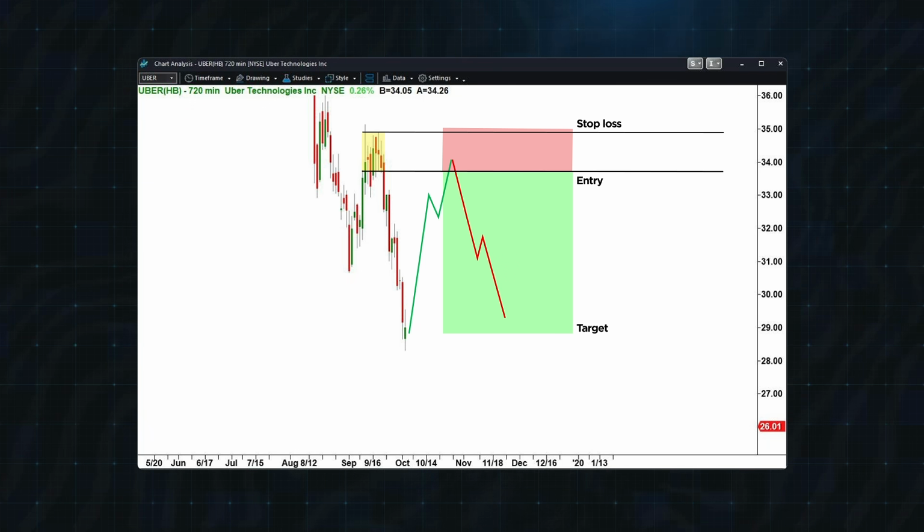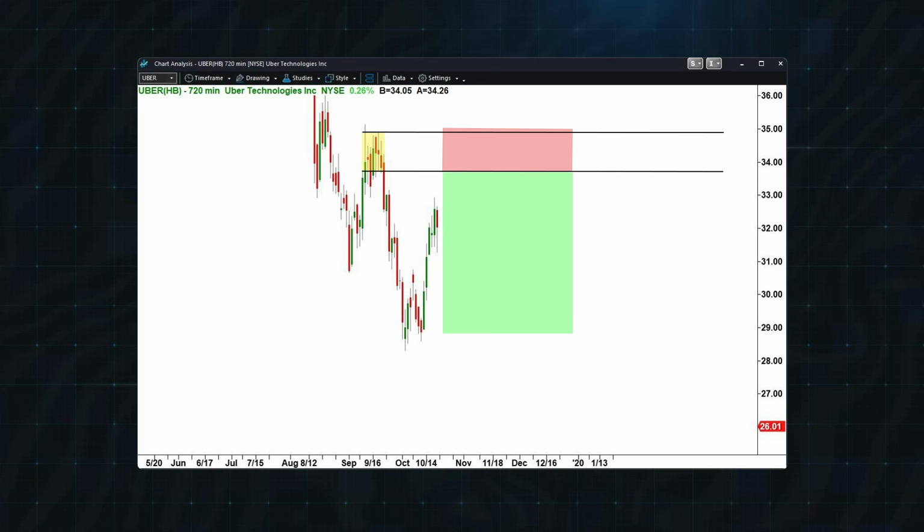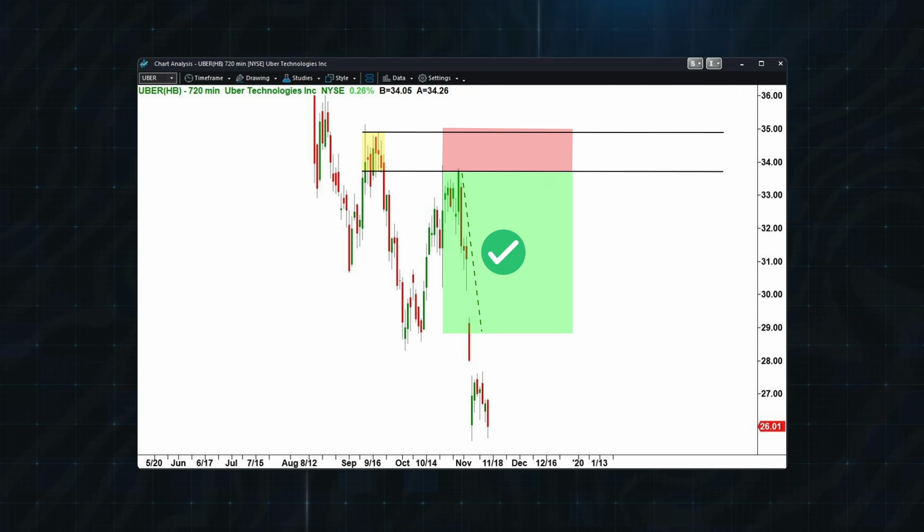Picture this. The price hits your supply zone like a bullseye. There's a massive imbalance and bam, it drops from there like nobody's business. And the rest, my friend, is history.